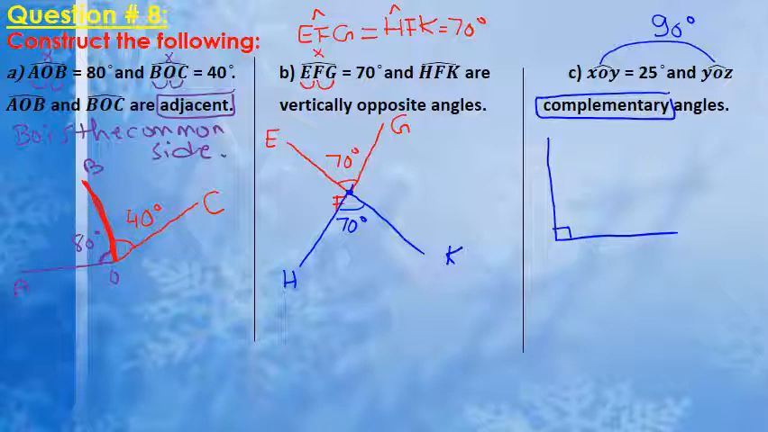Inside this angle, we know that the vertex is O, so the vertex of the angle is O. We draw a line XO. Using a protractor, we put the protractor inside the right angle and at XO, we assign the 25 degrees. So this is XOY equals 25 degrees, and this is YOZ. Like this, we get two complementary and adjacent angles.